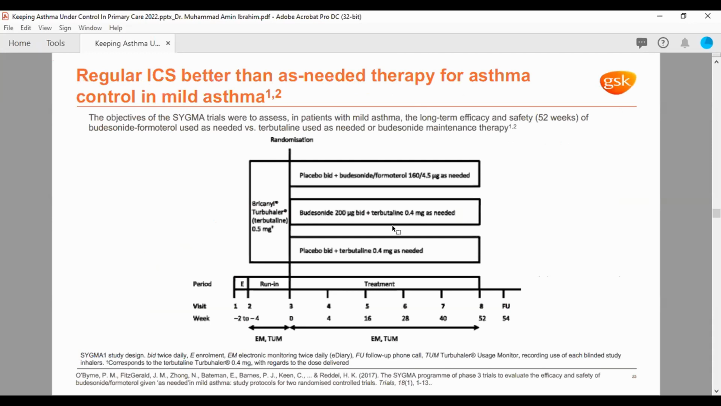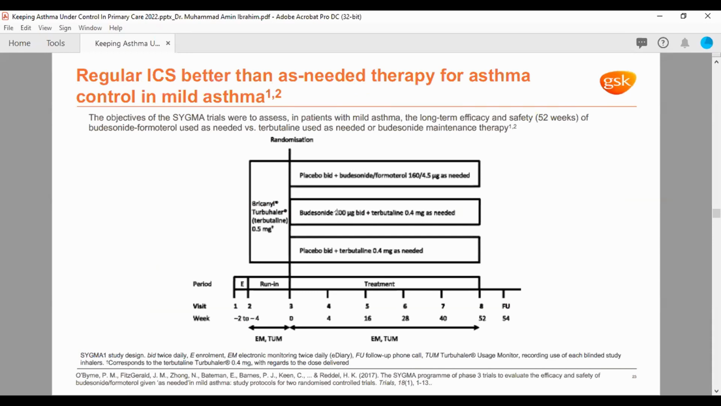This is the SIGMA study. So this SIGMA study tries to look at what medication is best for mild asthma. So there are 3 arms. The first arm is budesonide formoterol PRN. So a single inhaler for maintenance and reliever in the form of budesonide formoterol.